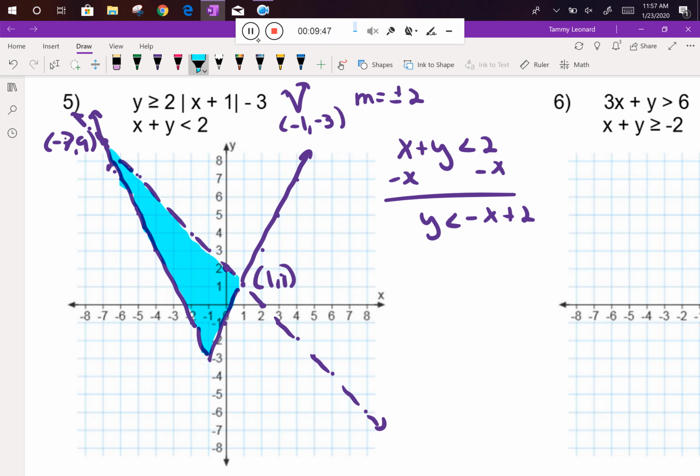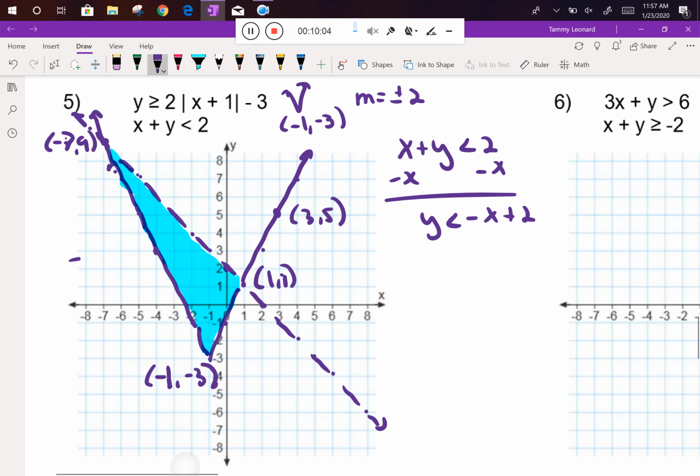To really be precise. All right, I need to label my vertex at negative 1, negative 3. And I need another point up each side. So let's go with 3, 5, and maybe negative 4, 3. And that gives me enough labeled on each thing that's required.